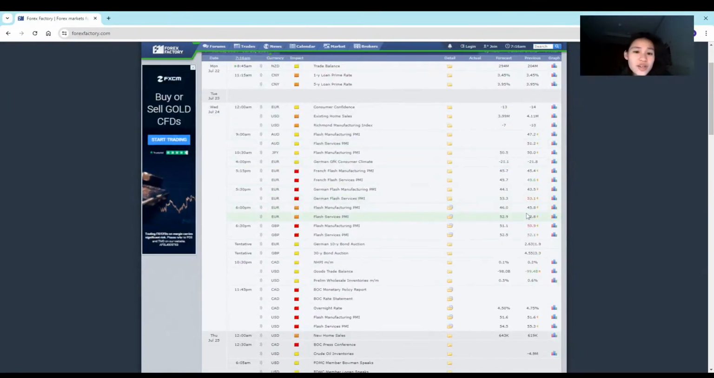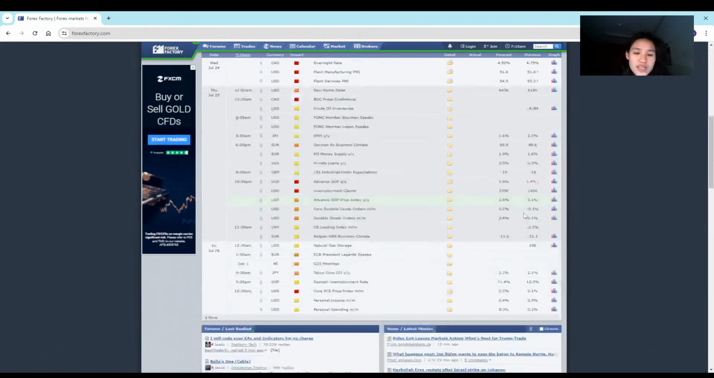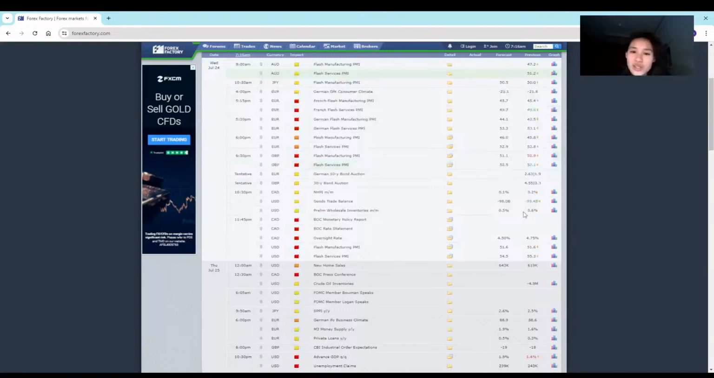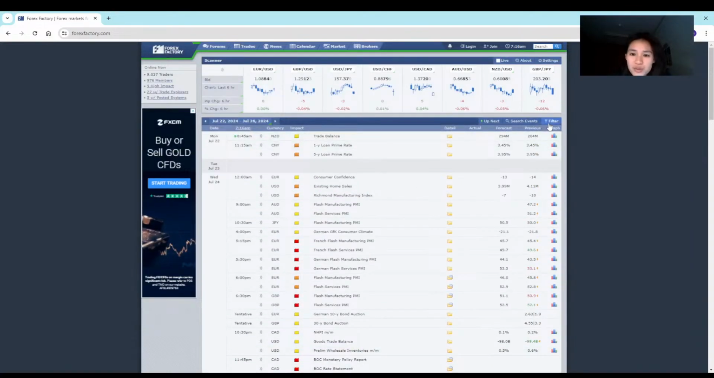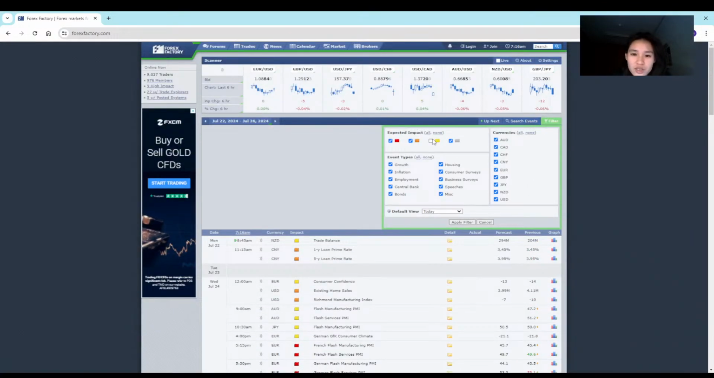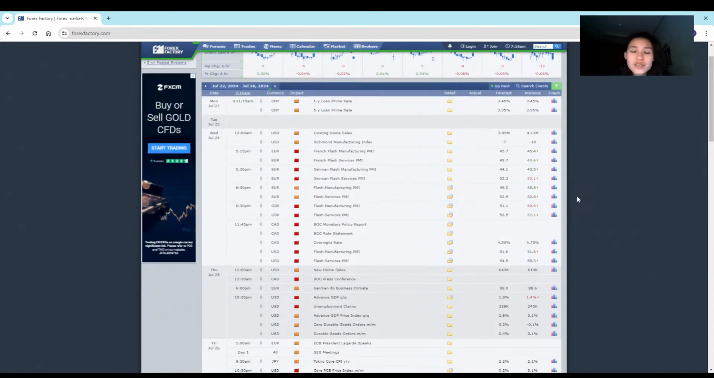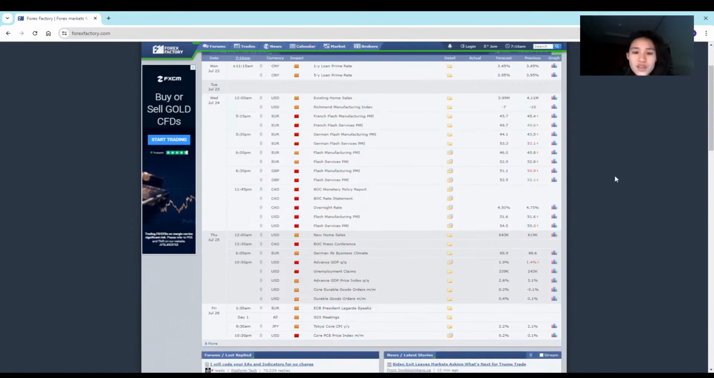So you can see if we look at the low impact events as well, we have a lot more events to get through. So I just like to streamline things and just focus on the medium to high impact events, because these will most likely have a bigger impact on our charts compared to the yellow events.